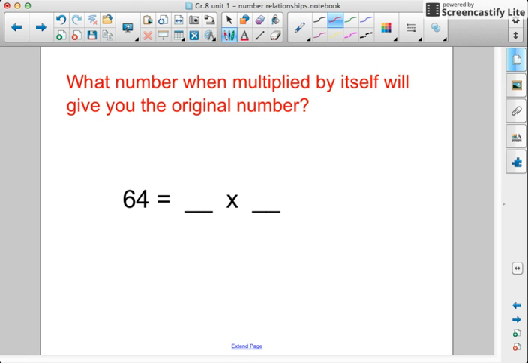So if you just look at a number without the square, it works the same way, but you'd ask yourself, what number, when multiplied by itself, will give you this original number? So if your number was 64, okay, you're finding the square root of 64. What multiplied by itself would give you 64? Well, the answer would be 8 times 8. So that means the square root of 64 is 8.